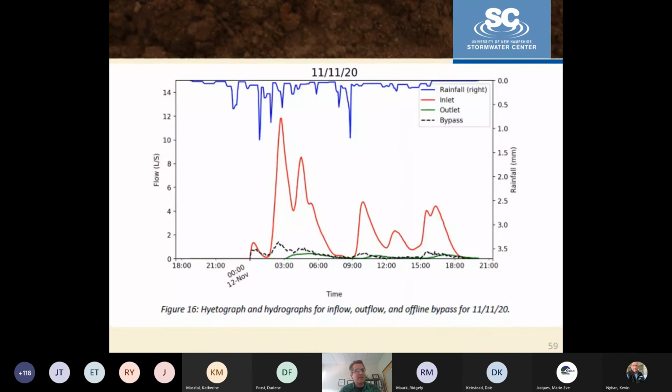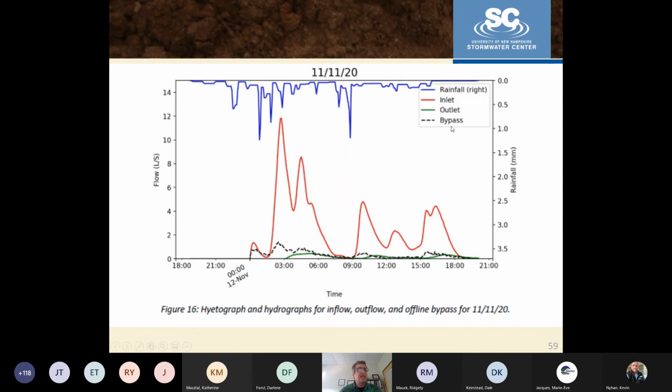And we've been monitoring this, and we see about a 90% volume reduction. And so that's really great. You wouldn't expect a 90% volume reduction from a conventional gravel wetland, but we do from this hybrid style approach.